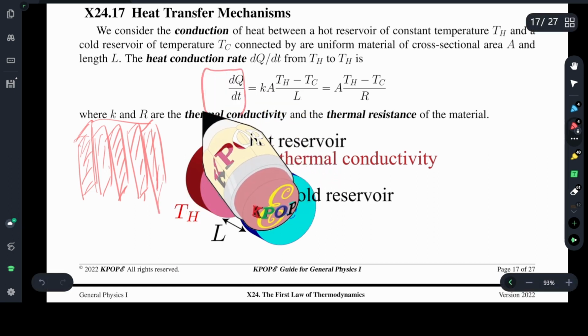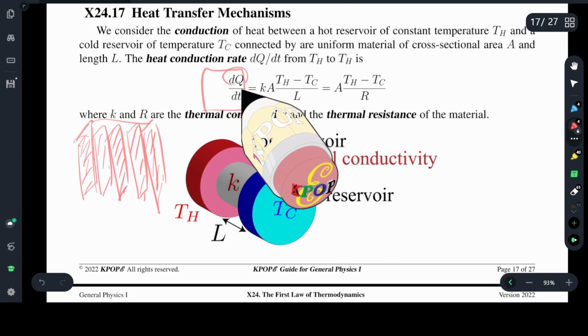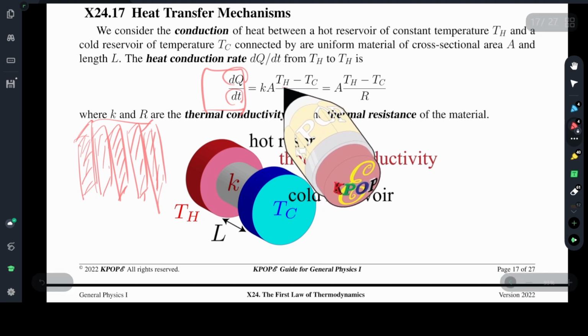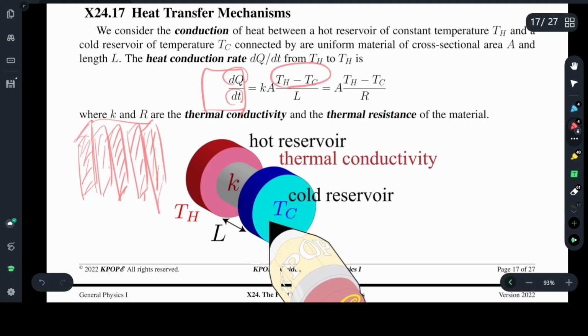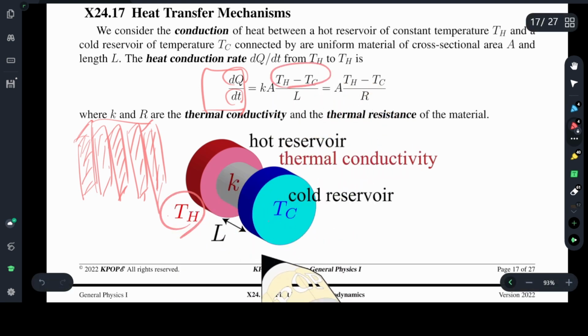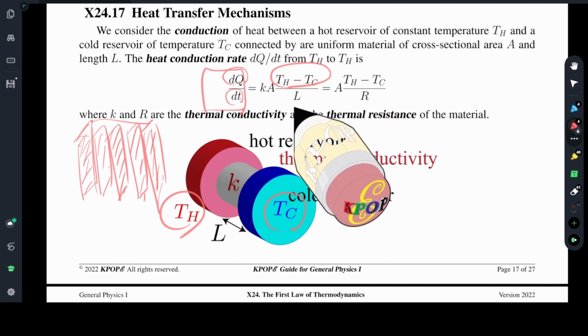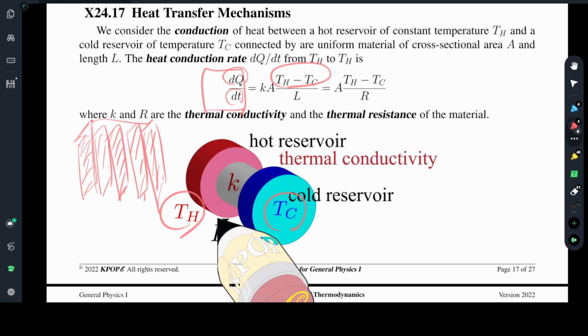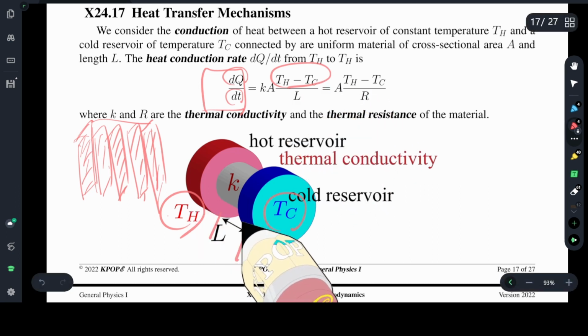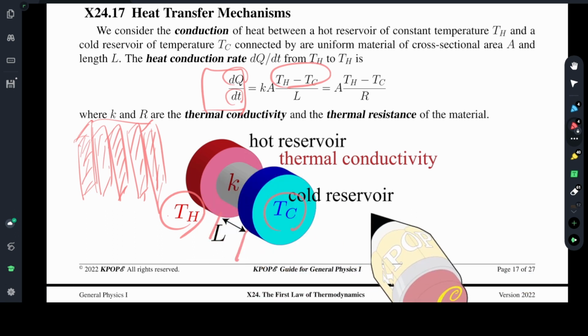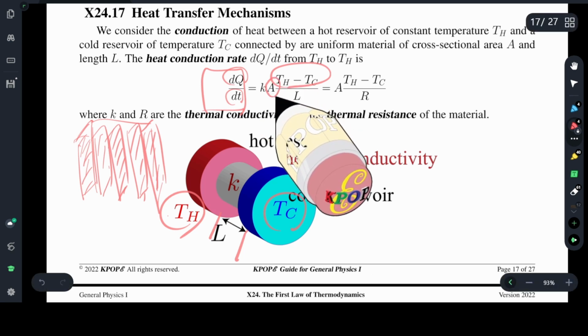Basically, heat transfer per unit time is proportional to the temperature difference between the high temperature and low temperature, the cold and hot, and it is inversely proportional, reciprocal, to the distance between the two reservoirs. This is the hot and cold reservoir. And the rate is also proportional to the area.